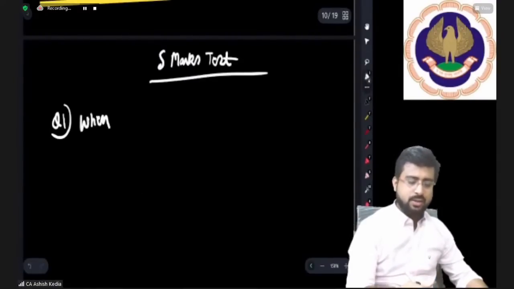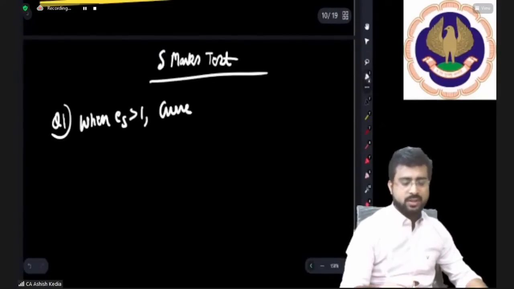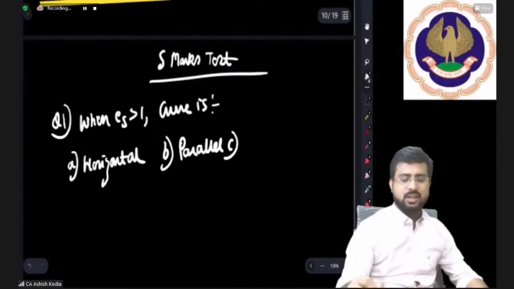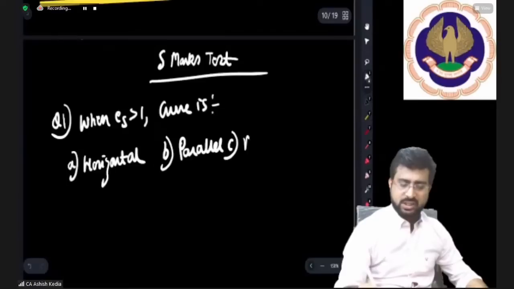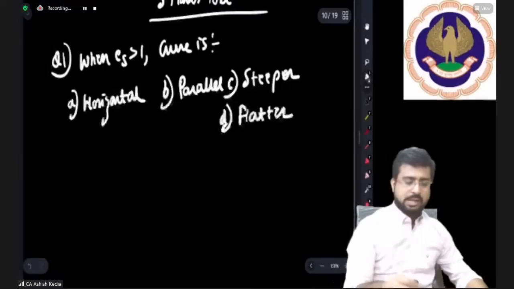When elasticity of supply is greater than 1, the curve is A, horizontal, B, parallel, C, steeper, D, flatter.